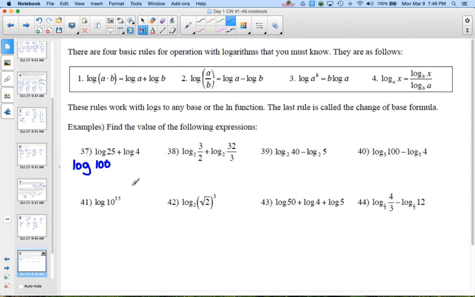The reason I'd want to do that is because I can evaluate this. There's no log base written, which means it's understood to be log base 10. So this is 10 raised to what power is 100? And the answer would be 2.